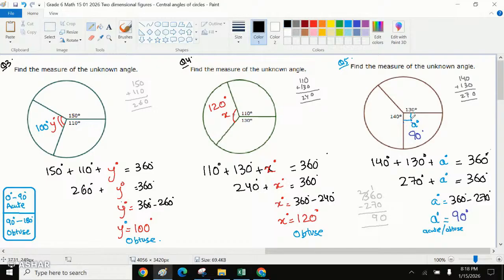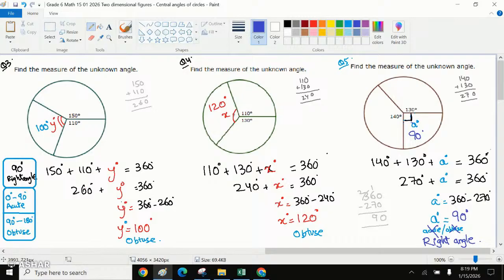See, an angle that is exactly 90 degrees is known as a right angle. Okay, we would remember this for the next time. An angle that is exactly 90 is known as a right angle. It is not acute, it is not obtuse, but it is a right angle. Okay, a 90-degree angle would always be a right angle.